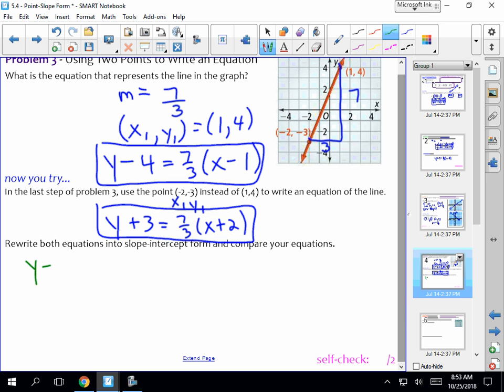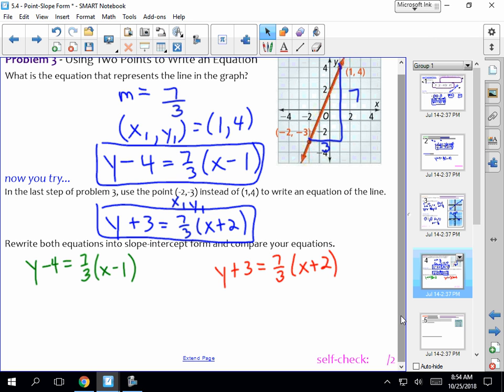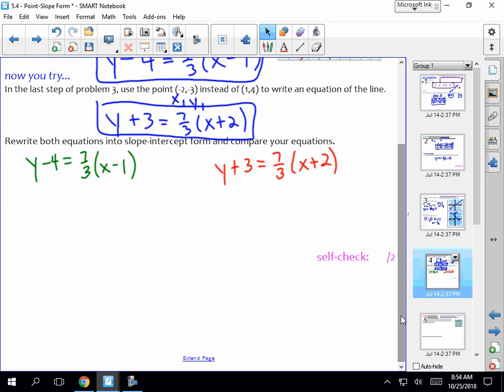We've got y minus 4 equals 7/3 times (x minus 1). And then over here I'm going to take y plus 3 equals 7/3 times (x plus 2). And I'm going to solve both of these for y. In other words, I'm going to put them both in y equals mx plus b form.